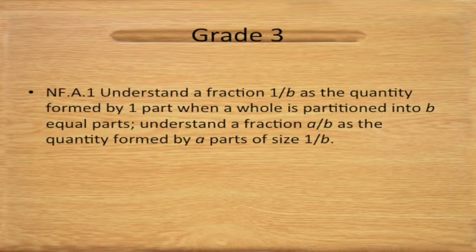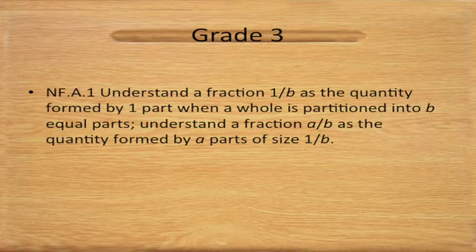All right, now let's start to look at what the Common Core State Standards talks about fractions in the different grade levels. Let's start with grade 3. If we look at the first standard, it's talking about understanding a fraction 1 over b as a quantity formed by one part when a whole is partitioned into b equal parts, and understanding a fraction a over b as a quantity formed by a parts of size 1 over b.